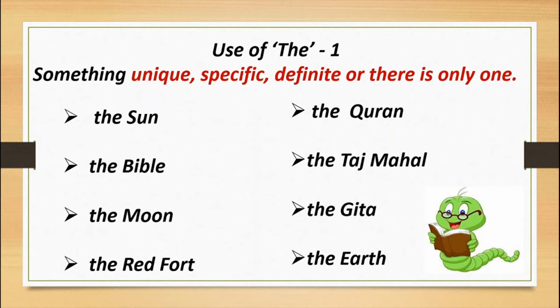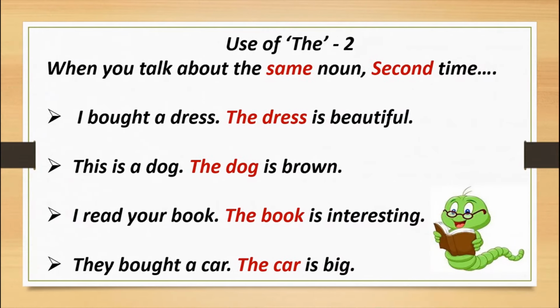For example, the sun, the Bible, the moon, the Red Fort, the Quran, the Taj Mahal, the Gita, and the earth. Rule 2 for use of the. When you talk about the same noun second time, let's check out with the examples.